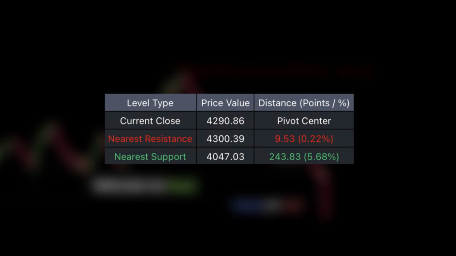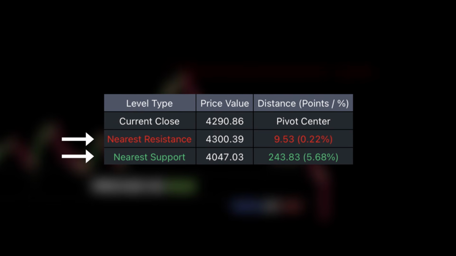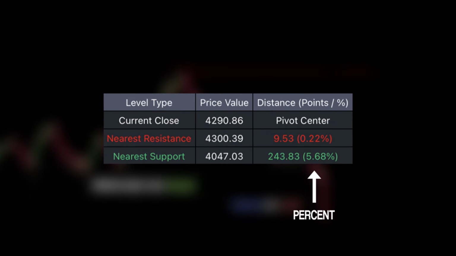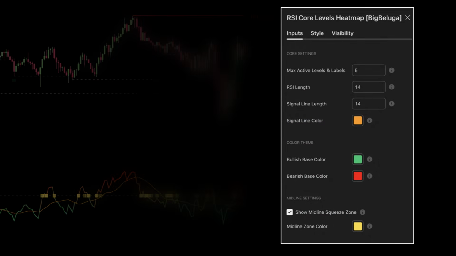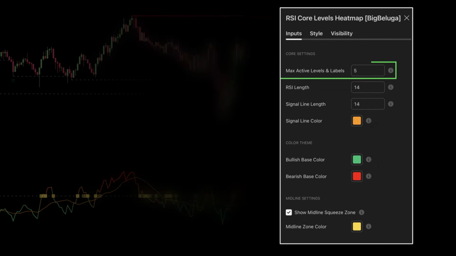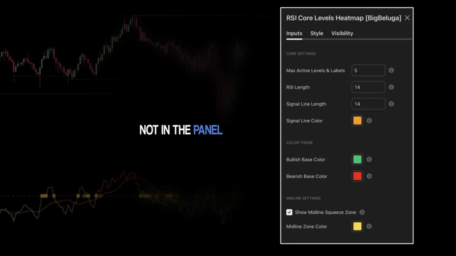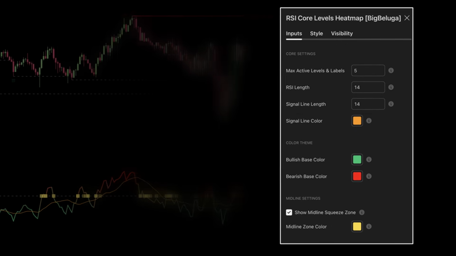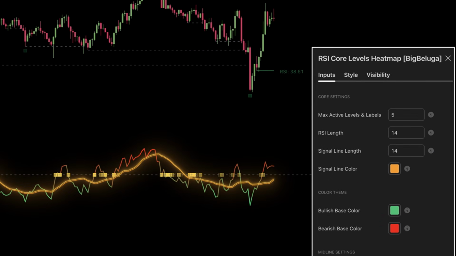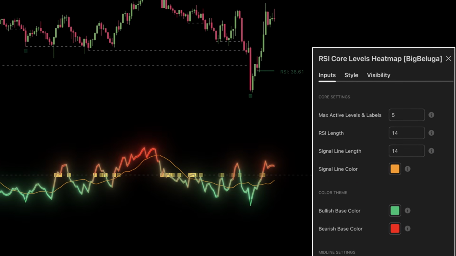Then the table. Nearest support, nearest resistance, and how far away each one is in points and percent. That's your how much room have I got check before you touch anything. Most of this panel is colors. One number is worth touching, and one thing worth knowing isn't in there. The number is signal line length on 14. It sets how smooth the orange line is, and that's what RSI has to cross.